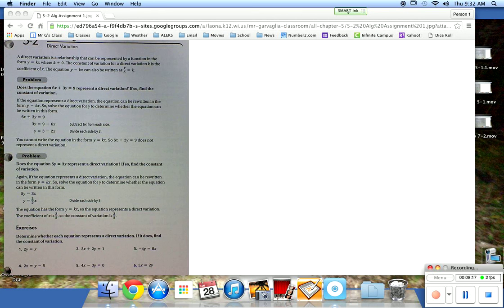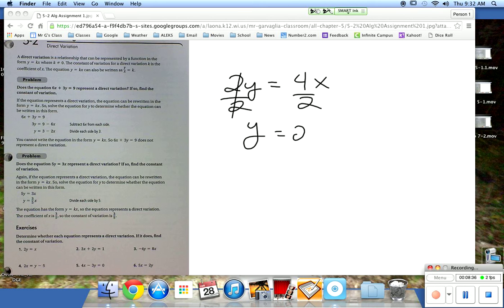If we had it in the form of 2y equals 4x, what would we have to do? Divide by 2, right? This cancels out. Y equals 2x. Is that a direct variation? Yes, it is, because it's in our form. What would be our variation? Not 2x. Remember, just the k is our variation, so 2 would be our variation at that point.